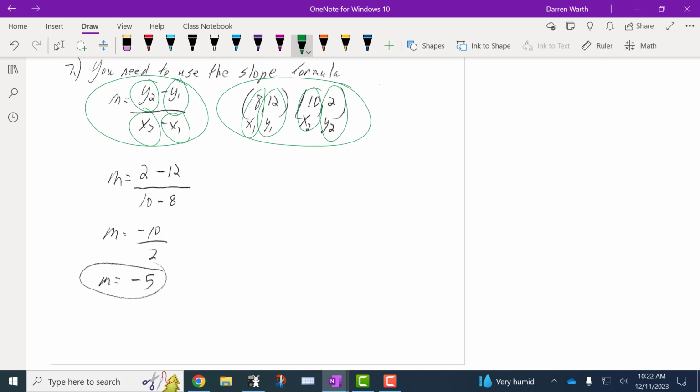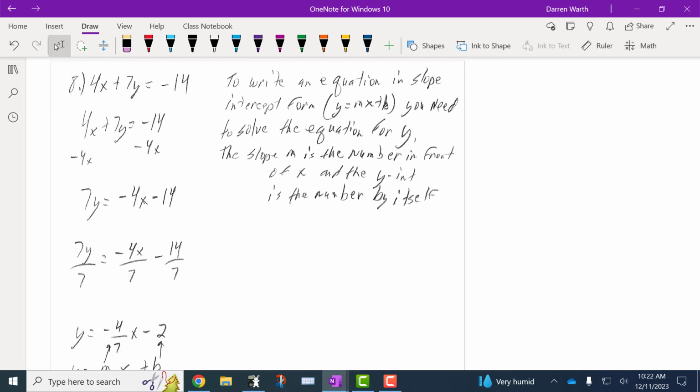So I substitute it in. Notice right here, 2 goes in place of my second y, minus my first y, which is 12. Then I take my second x, which is 10, minus my first x, which is 8. Go ahead and take 2 minus 12, which is negative 10. 10 minus 8 is 2. I divide those, and my slope comes out to be -5.